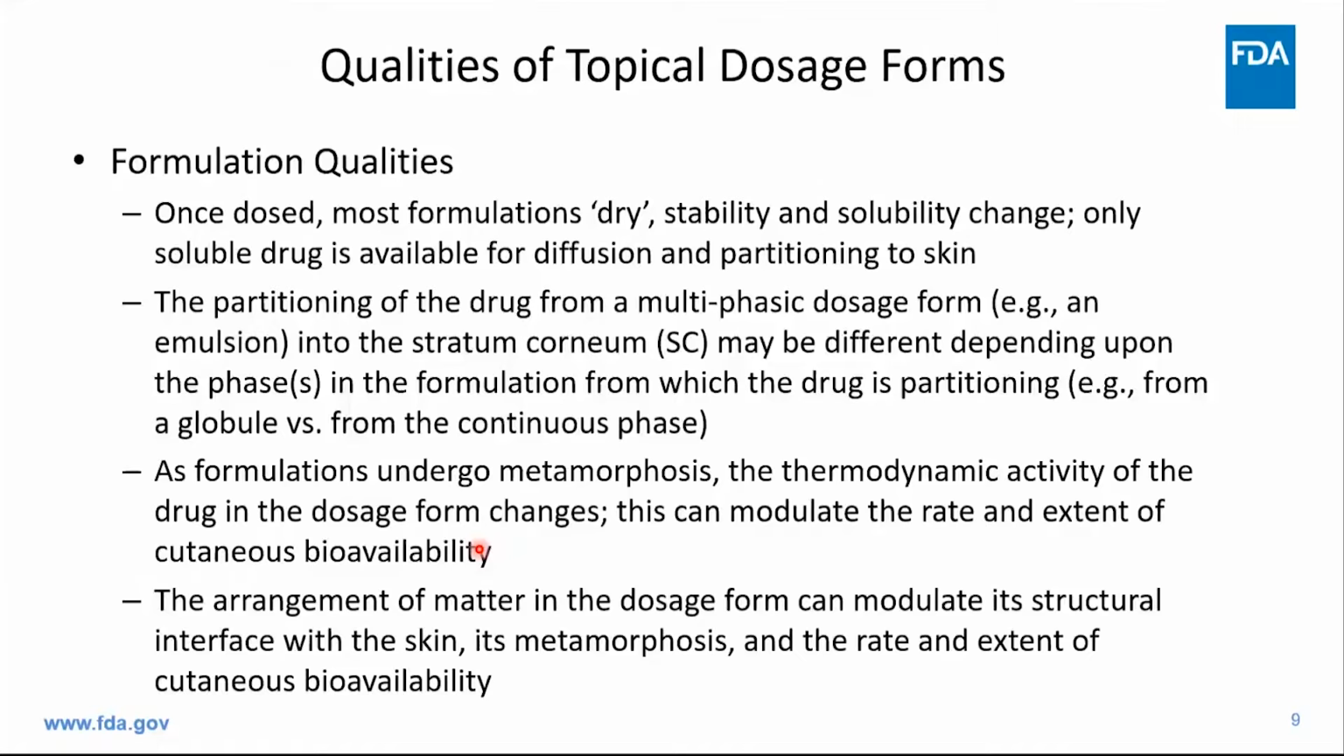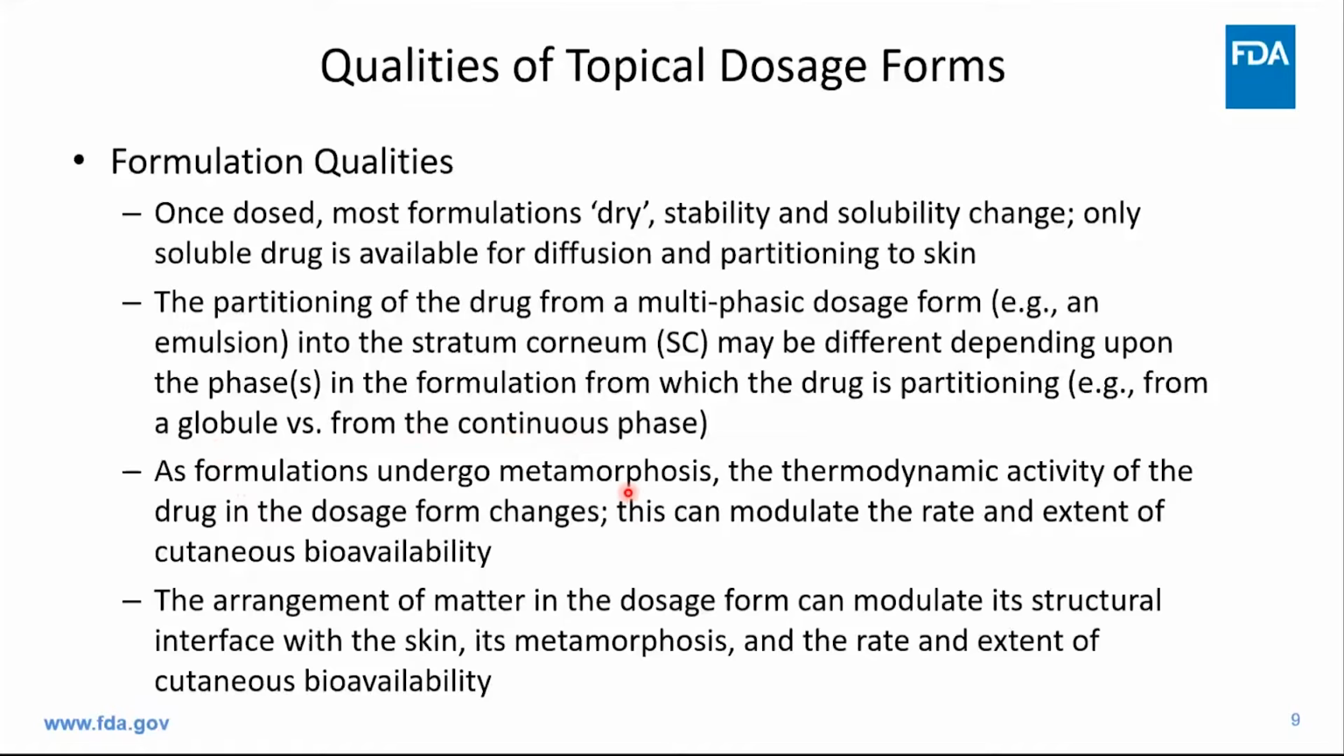So let's talk a little bit about the formulation qualities of products that are applied on the skin. Once they're dosed, most formulations dry. So the stability and the solubility change. And it's only that soluble molecular form of the drug that can diffuse through the vehicle and then partition into the skin. The partitioning of the drug from a multiphasic dosage form, like an emulsion, into the stratum corneum can be different depending upon the phase in the formulation from which the drug is partitioning. So, for example, if the drug is inside a globule, and if you imagine a cross-section where the globule is impacted right down in contact with the stratum corneum, it might be partitioning directly from the globule into the stratum corneum, or it may be going through the continuous phase and partitioning from the continuous phase into the stratum corneum. That partitioning would be different.